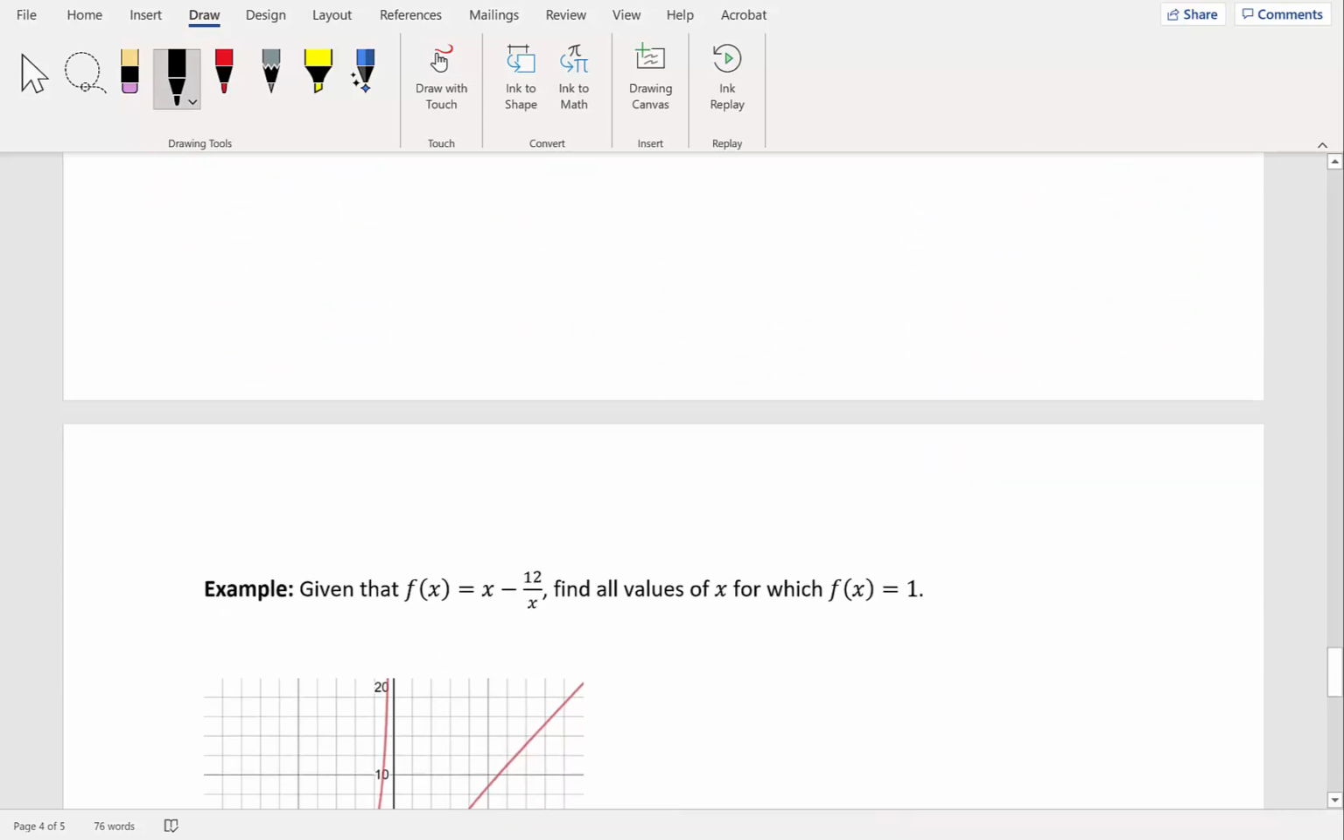Now, one last problem. So given that f of x is equal to x minus 12 over x, find all values of x for which f of x is equal to 1. Okay. Now let me rewrite this problem so we can see what's going on. Remember, f of x is just the same thing as y. So we have y is equal to x minus 12 over x, and it's telling us to find x when y is equal to 1.